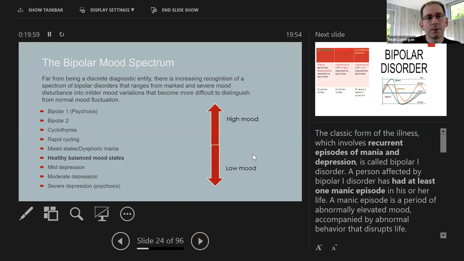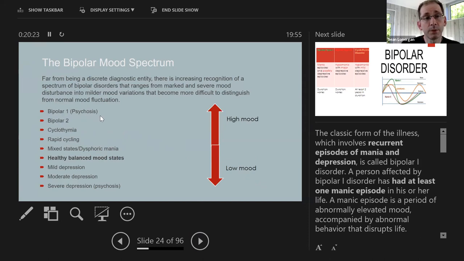So when you think about bipolar on a mood spectrum, far from being a discrete diagnostic entity where it was just called manic depression, typically represented as bipolar 1 in the past, there's an increasing recognition of a spectrum of bipolar disorders that ranges from marked and severe mood disturbance into moderate mood variations that become more difficult to distinguish from normal mood fluctuation.